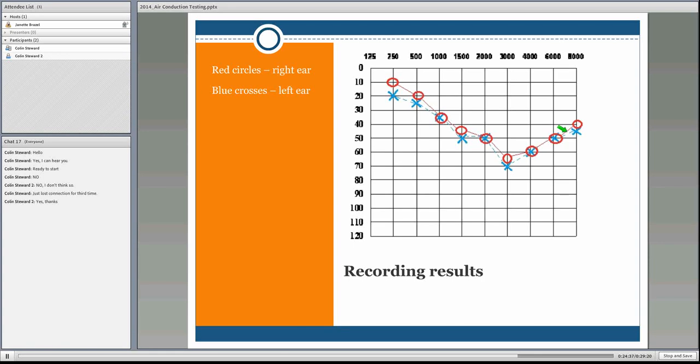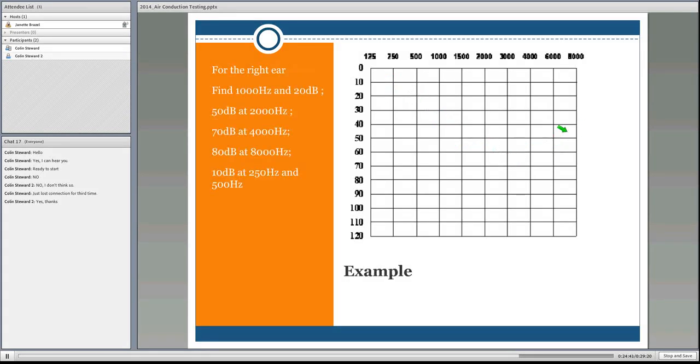All right, so how do we actually plot? Well, let's have a little look here. The first thing that I'm going to do is look for the right ear, and we find 1,000 hertz at 20 dB. So that's where we want our tone, that's where we want our red circle to be, because we are doing the right ear. And there it is.